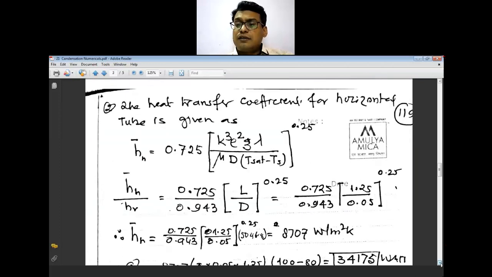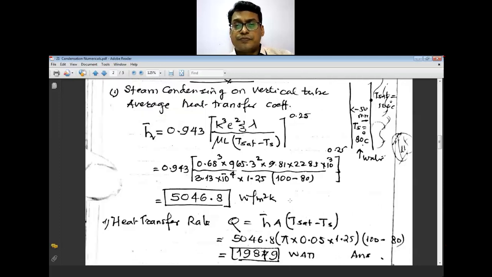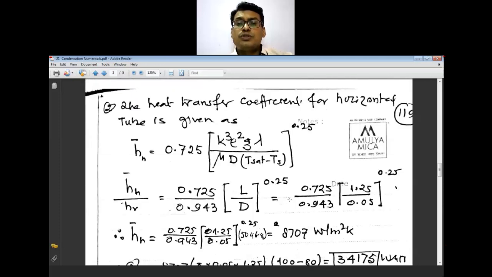Then the second part: if the tube is held in horizontal position, what will be any change in the mass of condensate? So we have to use the horizontal position, and when the tube is horizontal, the constant becomes 0.725 and D becomes the outer diameter.